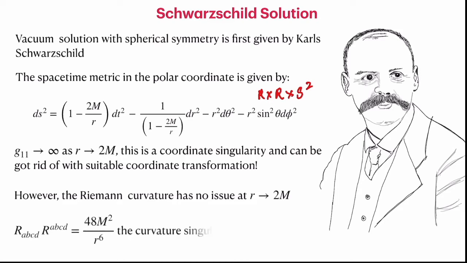But what we actually measure is not the Riemann curvature or curvature scalar. What we can construct is a contraction of the Riemann tensor with all its indices, and we obtain a quantity which is 48m²/r⁶. So this is well behaved at r = 2m and has a singular point as r tends to 0, and that is what we call a curvature singularity at r = 0.